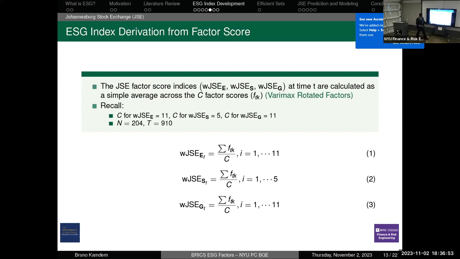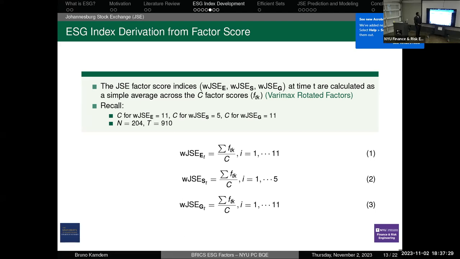I made a little typo here. I think I should put K, right? It's K for the security. I originally put i, but when I was going back to the creation, I used K. So it's actually K for the security. For the S pillar, we retain K equal to 1 to 5. For the governance pillar, we retain K equal to 1 to 11. So we sum all of that over the observation, over the C.